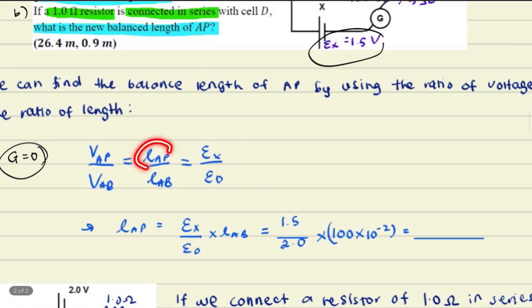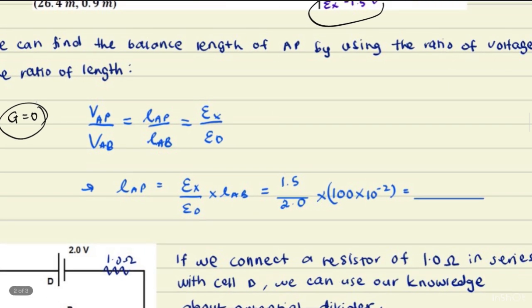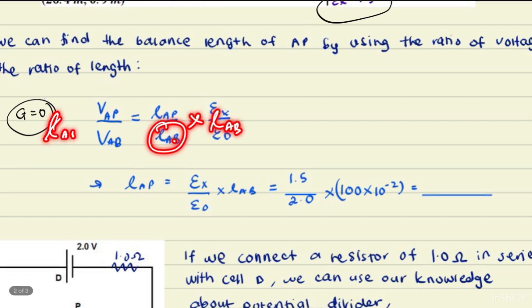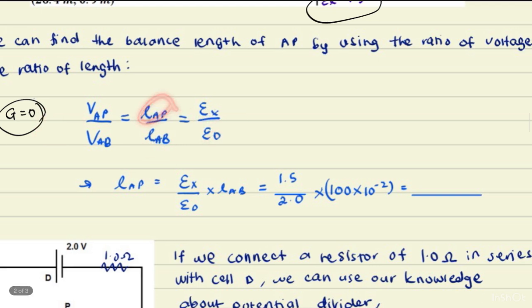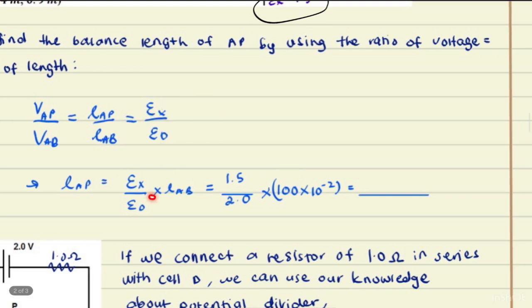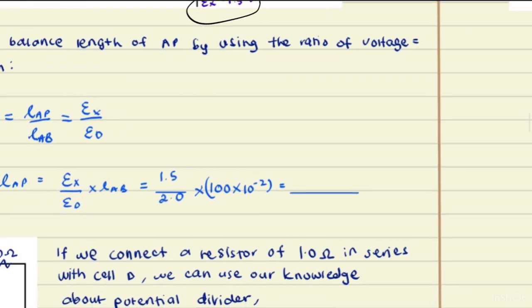Now we want to find the balance length AP. So what I did was multiply both sides by AB, times LAB, and then we cancel this one. So what's left is LAP equals EX over ED, because the other side is also multiplied by LAB. Everything is given already in the question. So 1.5 divided by 2.0 times 1 meter. This one is 1 meter.